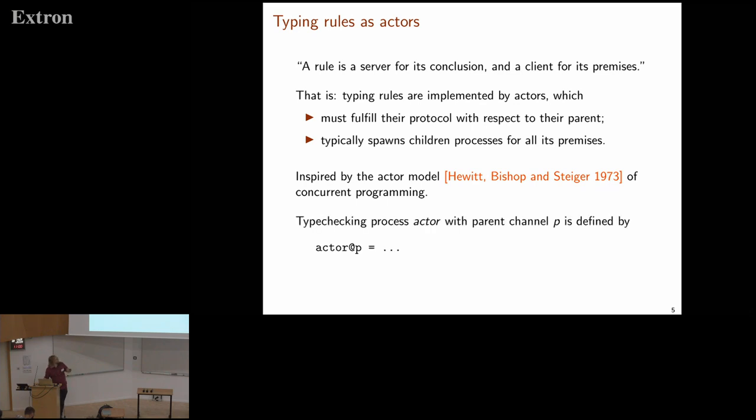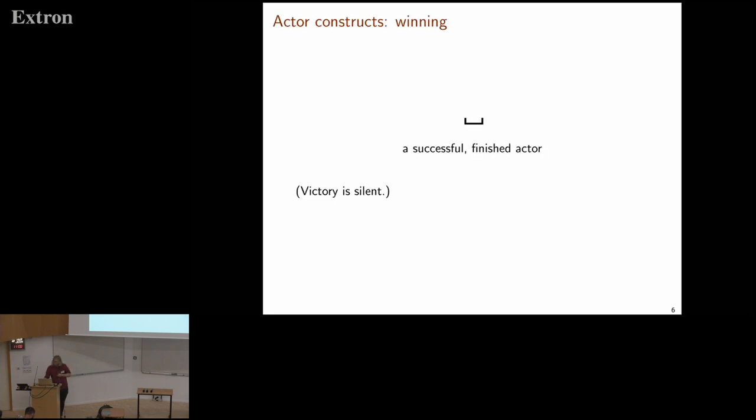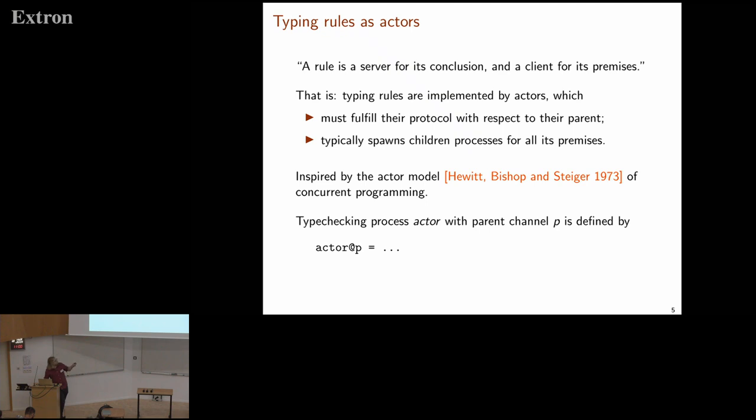So in general, we always define an actor like this. So we say, okay, I'm going to define the check actor or the synth actor, etc. And I get a channel to my parent, P for parent, and that's the one I have to communicate with in order to send out my type or get in the thing. So let me tell you what different constructs go here on the right, on the dot, dot, dot.